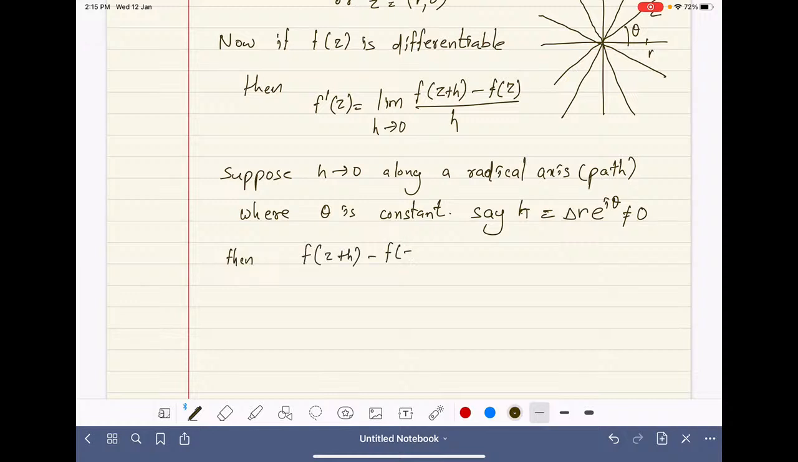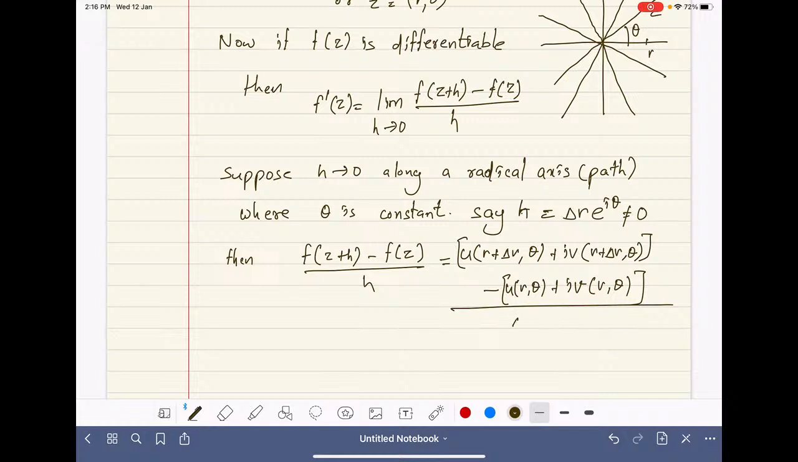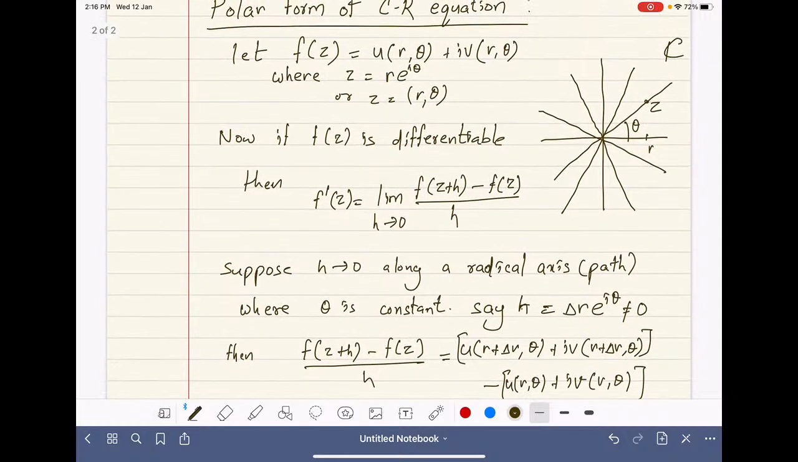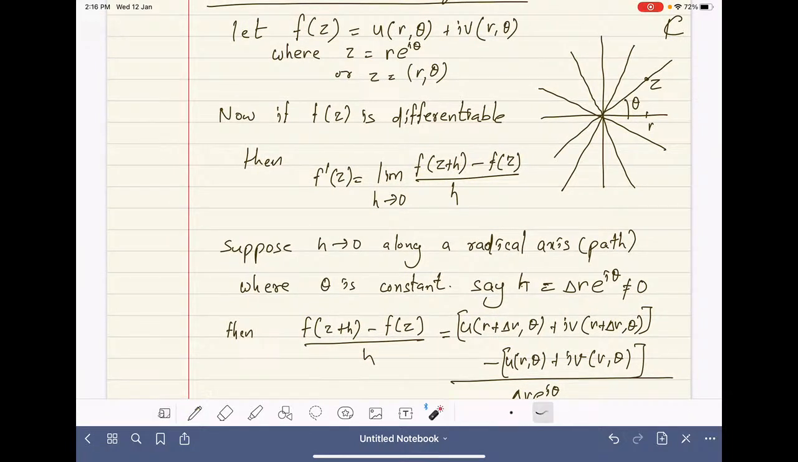f of z plus h minus f of z whole by h, what will it be? f of z plus h will be u of r plus del r comma theta plus i v of r plus del r comma theta, minus u of r theta plus i v of r theta, whole by del r e power i theta, because f of z plus h equals u of r plus del r, theta.